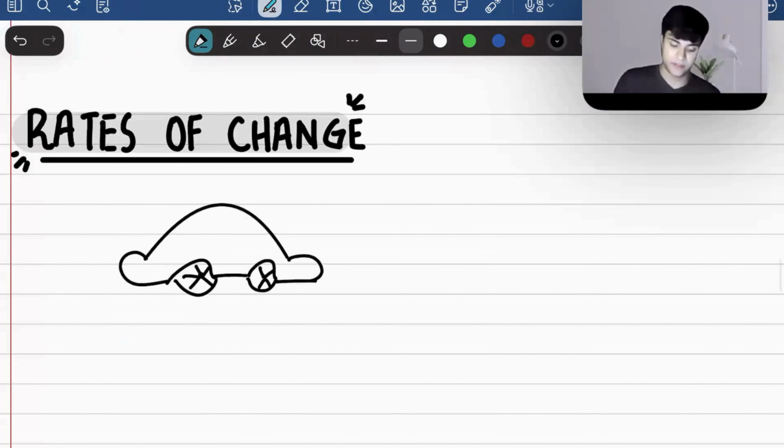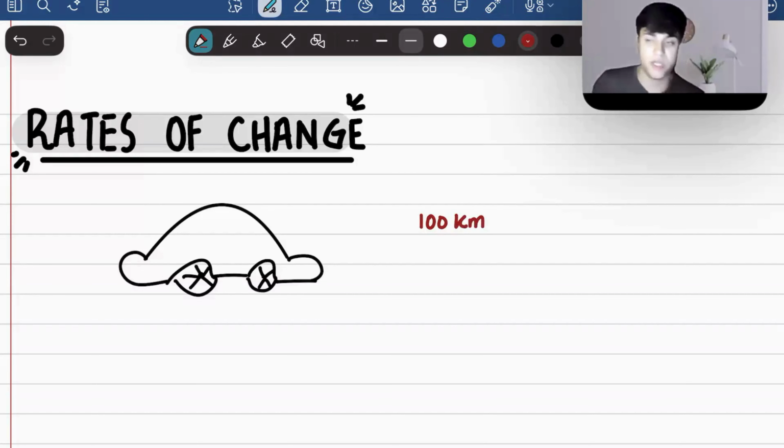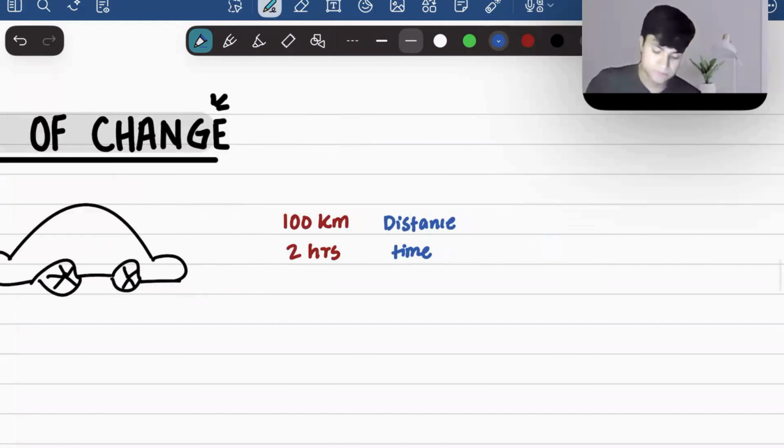You're driving, and hypothetically, let's say you're traveling 100 kilometers within the GTA, and it takes you 2 hours. Now, the question is, I know the distance and I know the time. What will be my speed? What's my speed?